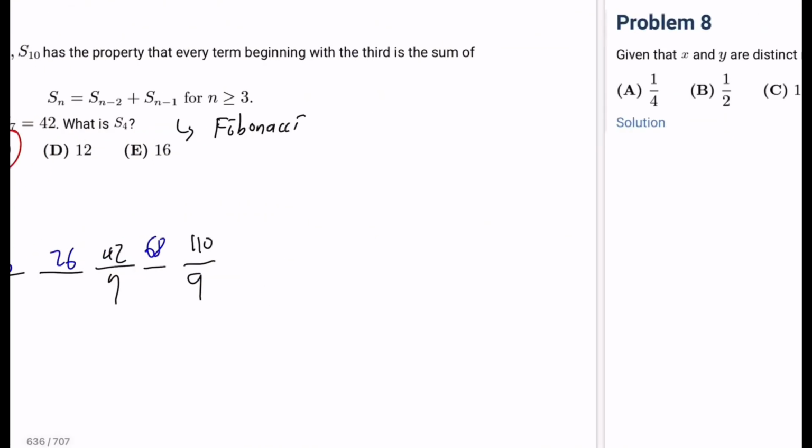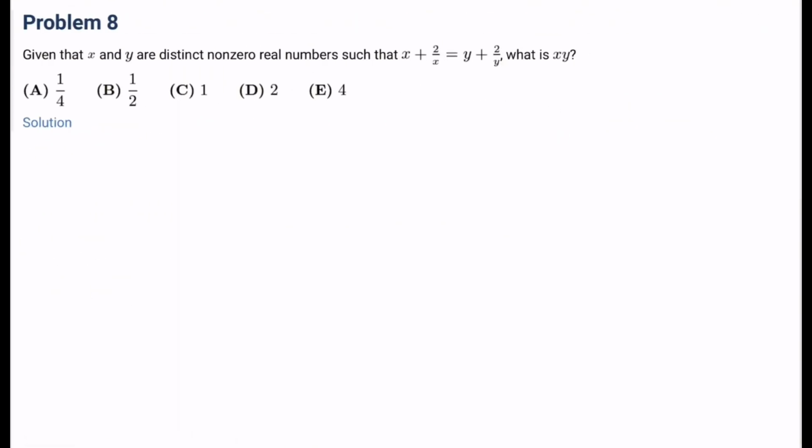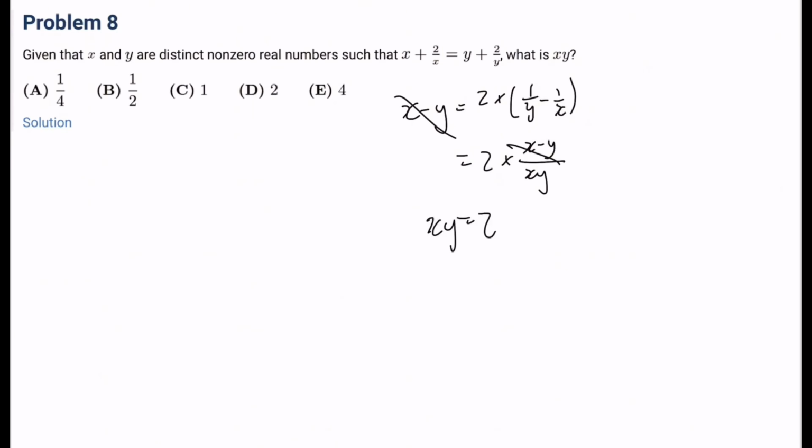It's C. Number 8, given that x and y are distinct non-zero real numbers such that this holds true, what is xy? Okay, so if we move that here and move this here, then that would basically give us that x minus y equals 2 times (1 over y minus 1 over x). That equals 2 times xy, all under x minus y. And so if we just cancel these out, then we get xy equals 2, and that's our answer.